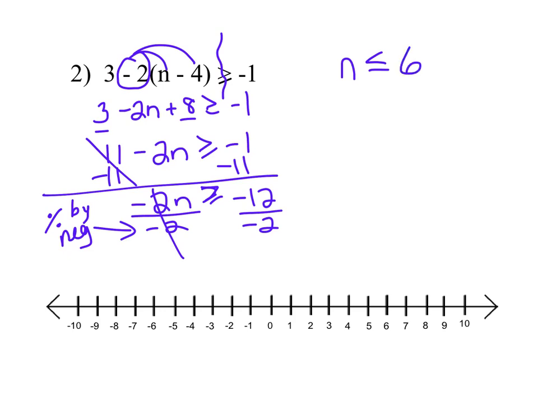So graphing this, less than or equal to 6. First of all, it's an equal to, so I'm going to color in this circle. And it's less than or equal to, so all numbers less than 6. So it's going this way. Just do your best with the whatever. I get the idea.